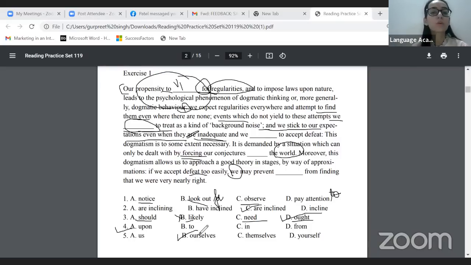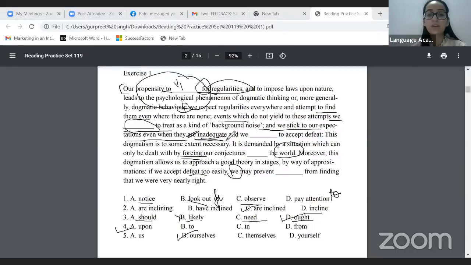So look out, because look out comes with for. The meaning of look out is to find things, to search things. And that was explained in the sentence itself. The second one, we needed a helping verb without which it won't be a grammatically complete sentence. So they say events which do not yield to these attempts, we have to treat them. So have, we are, we were, any kind of helping verb is required to complete the sentence grammatically. The third one, they say that our expectations are incomplete, so there's no choice. We have to accept defeat. And the better academic version of have to is ought to.